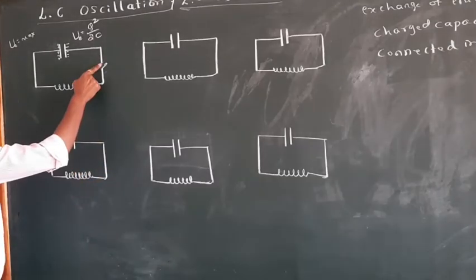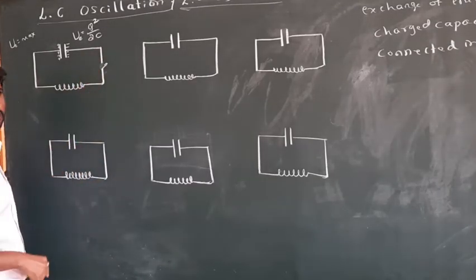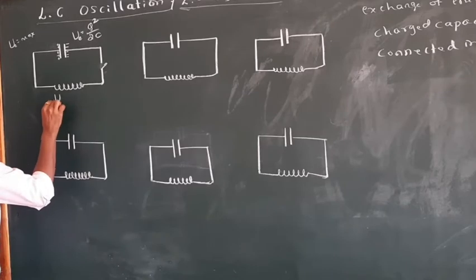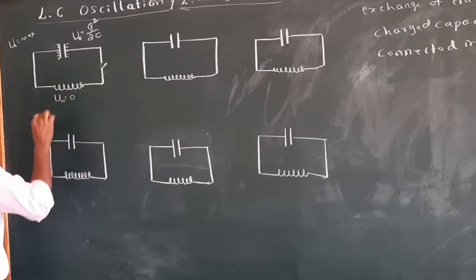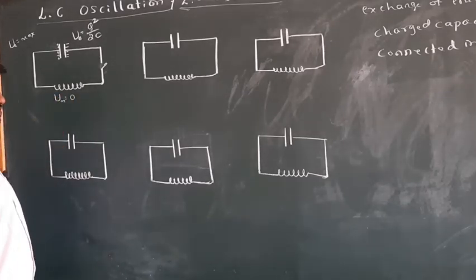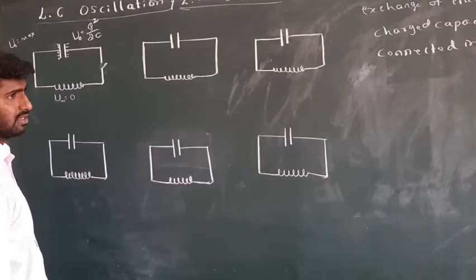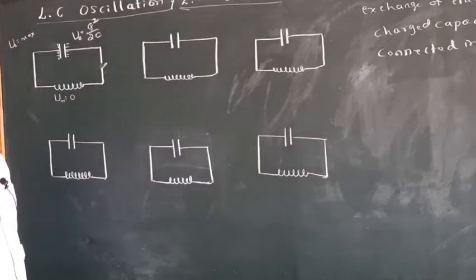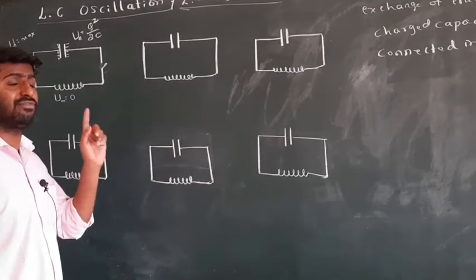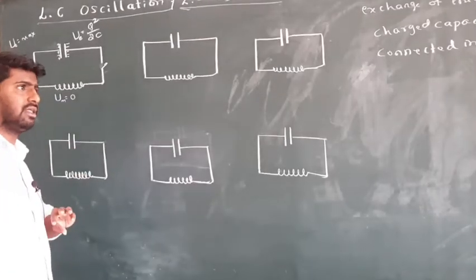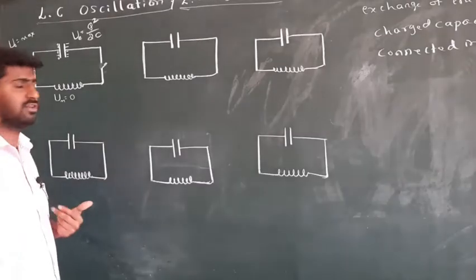Now the circuit is open, so there is no flow of current in the circuit. So that's why the magnetic energy in the inductor is 0. And what about the inductor? You know well about this one. It induces the EMF whenever a variable current flows through it.